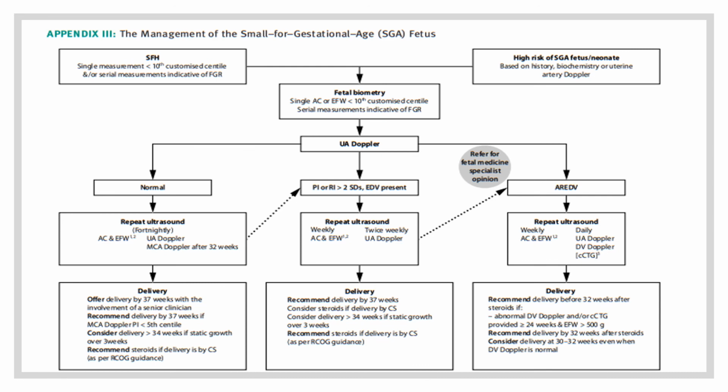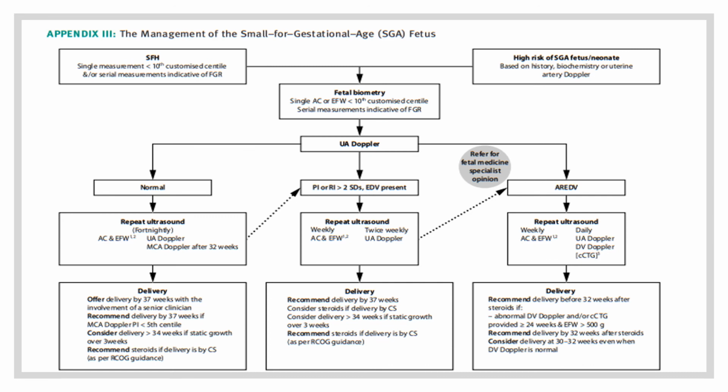Okay. Now, if you could go back to the first flowchart, where it says uterine artery Doppler is normal, repeat scan every 2 weeks, offer delivery by 37 weeks with involvement of a senior clinician. Recommend delivery by 37 weeks if MCA Doppler is abnormal. Consider delivery over 34 weeks if static growth over 3 weeks. Recommend steroids if delivery is by cesarean section.